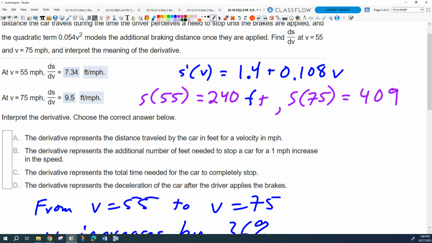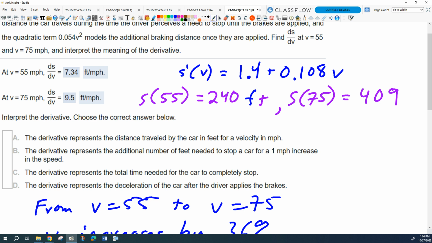Okay, the derivative gives us a little bit of additional information about this. What does this mean? The value of the derivative at 55 miles per hour is 7.34 feet per mile per hour. Whereas the value of the derivative ds/dv at 75 miles per hour is 9.5 feet per mile per hour. So my question to you is, any small incremental change in velocity is going to have a bigger impact on stopping distance at 55 or 75? 75, because the slope is bigger, right?